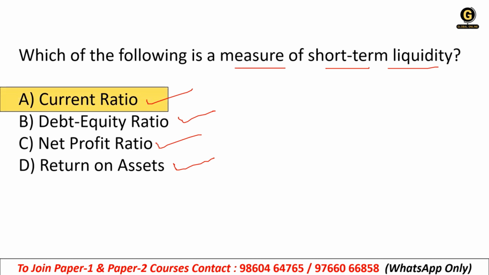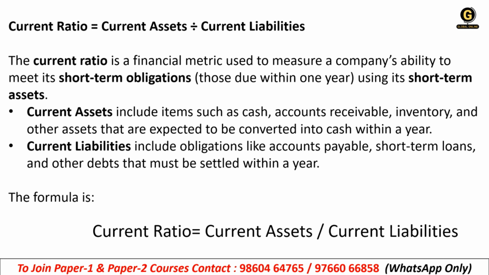Okay, so the right answer is option A, that is current ratio. Current ratio is the correct answer. What is the formula of current ratio? Current assets divided by current liability. This is the formula, and it is very important to learn it by heart, because in the examination it won't give you the formula in the paper. You have to memorize it.